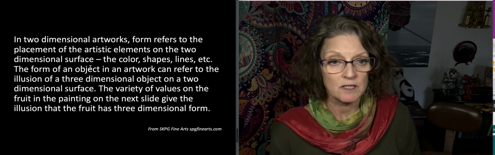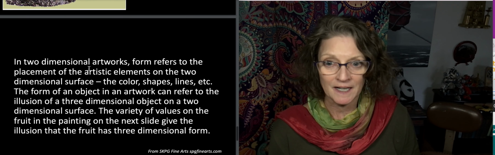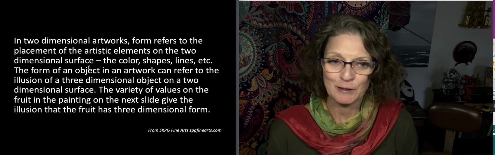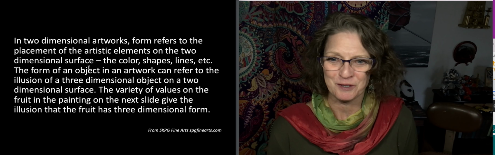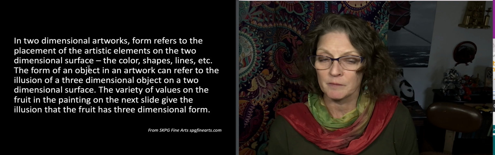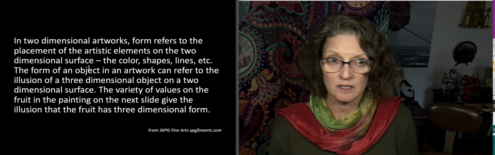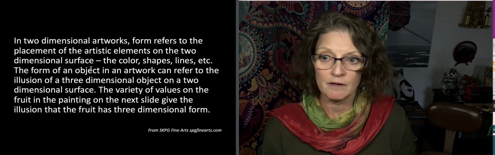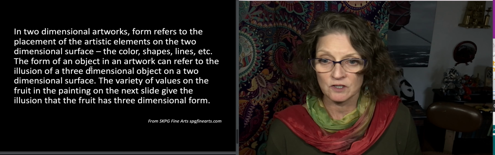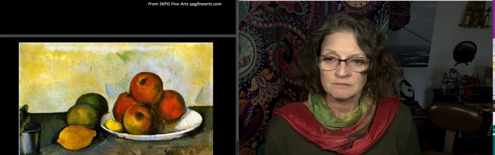Now, in two-dimensional painting, okay, like we were just talking about sculpture, that's 3D. Painting, photography, printmaking, these are two-dimensional art forms. We are going to refer to form in terms of shapes that are created to make an illusion of three-dimensional form and three-dimensional space. So one of our favorite painters to talk about is Paul Cézanne, because he's just such a master at creating the illusion of form and space on a two-dimensional canvas.